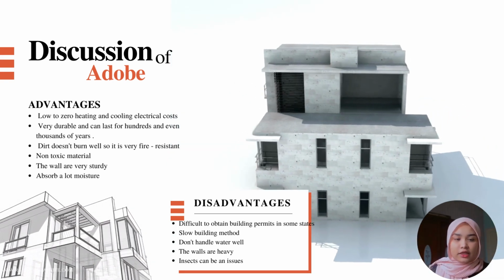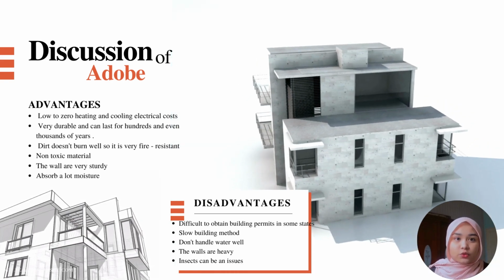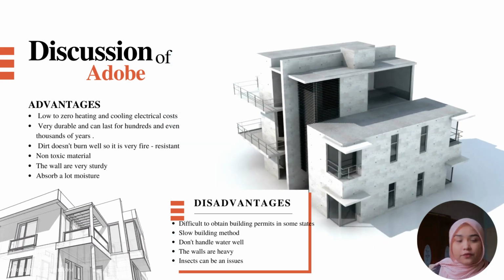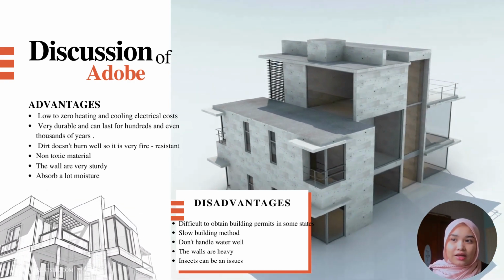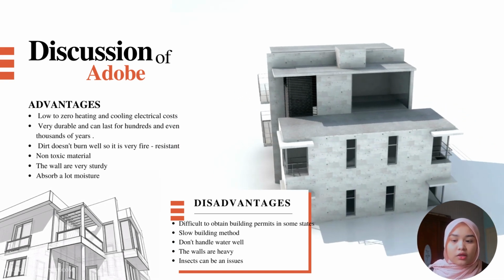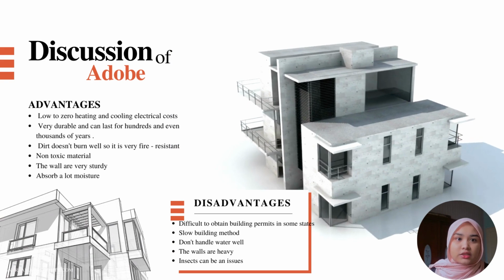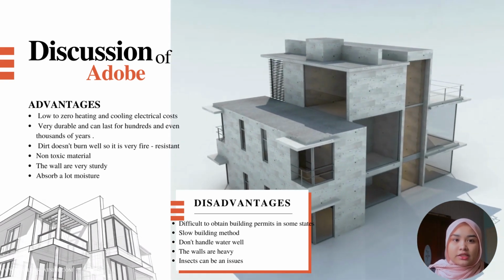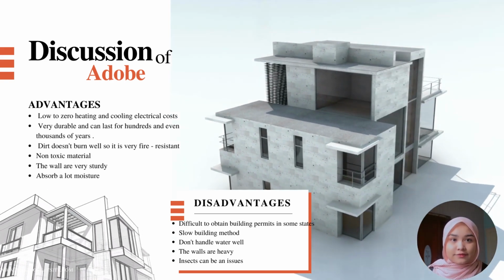The disadvantages of adobe are that it is difficult to obtain building permits in some states and provinces, and it is a slow building method. Furthermore, it also doesn't handle water well, and the walls are very heavy. And lastly, insects can be an issue because of using adobe.